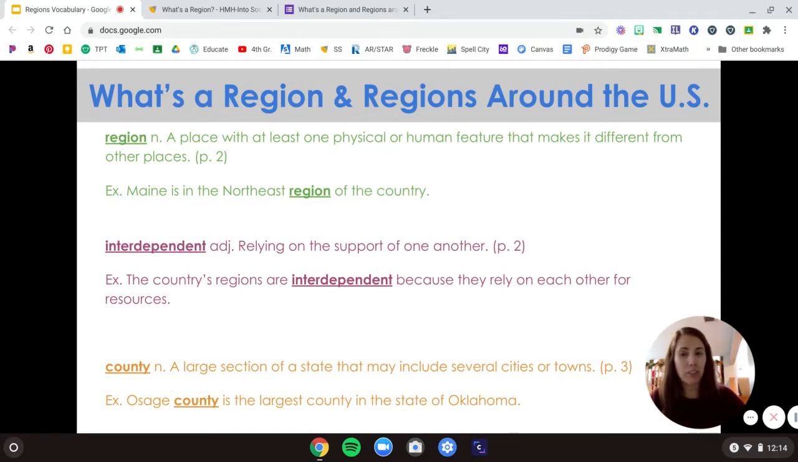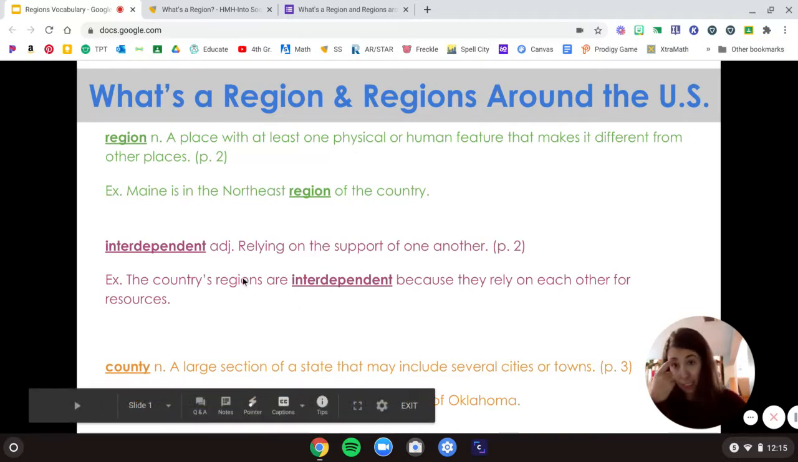Then our last word is county, not country. Look carefully, there's no R. It's county. This is another noun. It's a large section of a state that may include several cities or towns. For example, Osage County is the largest county in the state of Oklahoma. Or like where I live in Dakota County. So it's a large section that has a lot of different cities, okay? So we're going to use these words to help us read.